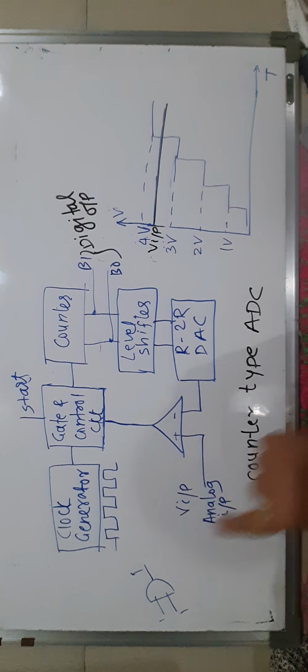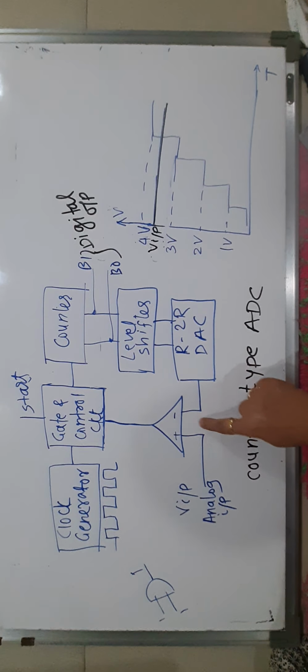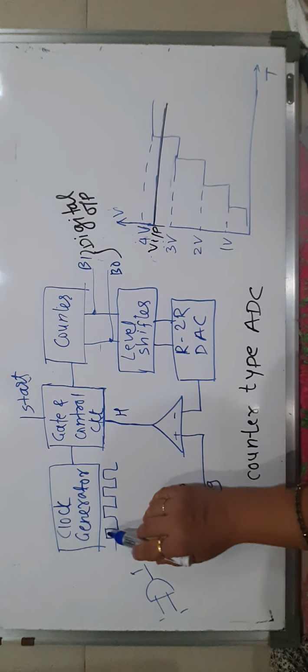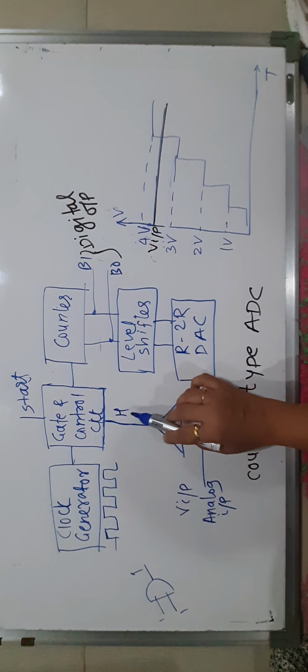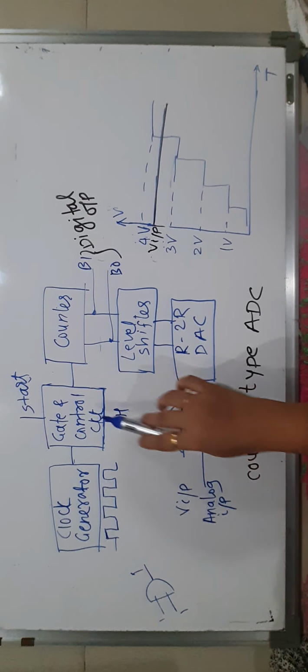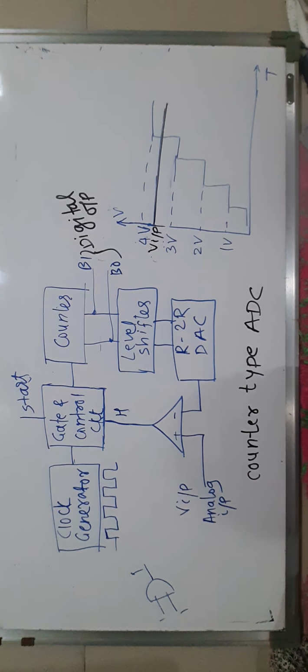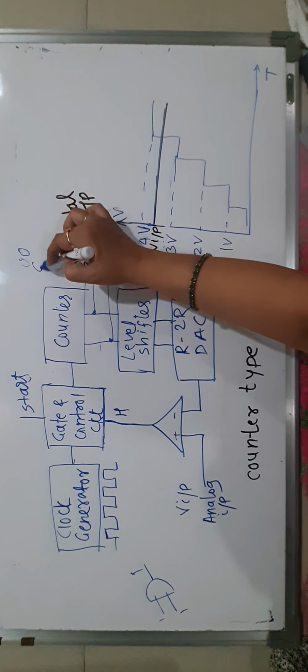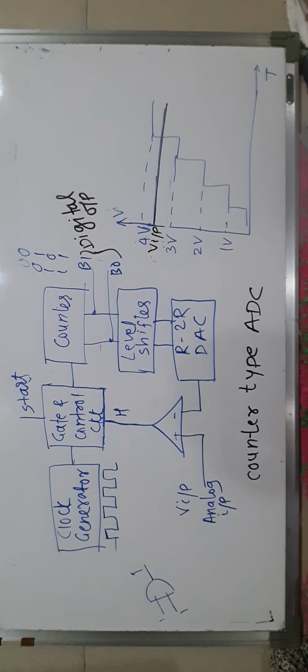So to activate the AND gate, what is necessary? It is necessary that the output of the comparator should be high as well as the output of the clock generator. When a high clock pulse is detected and the output of the comparator is high, only then the gate and control circuit will give a pulse to the counter. The counter will start counting the pulses, and will increment each time by 1. So for 2-bit, its initial count will be 00, then 01, then 10, then 11. So the counter will progress in this way.